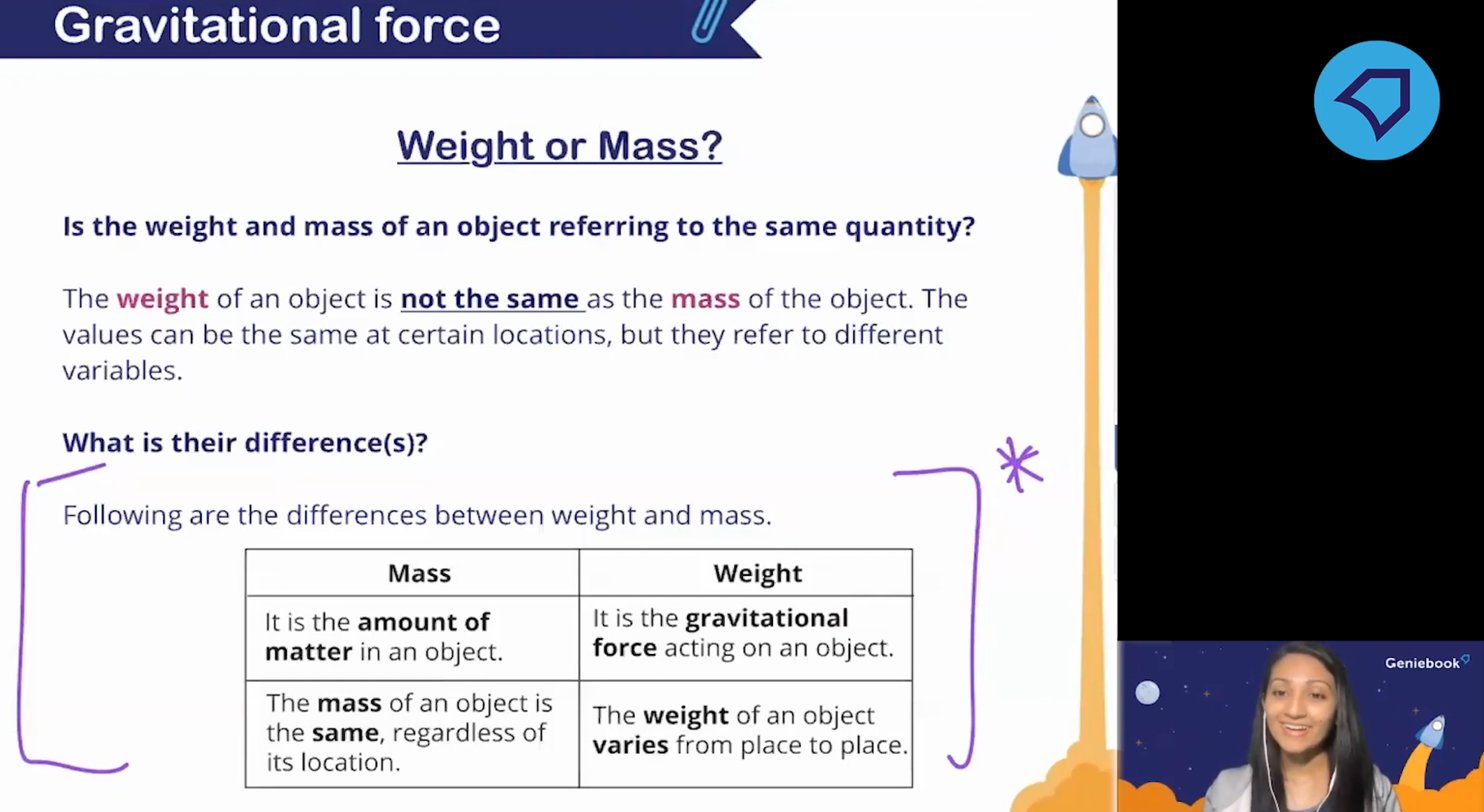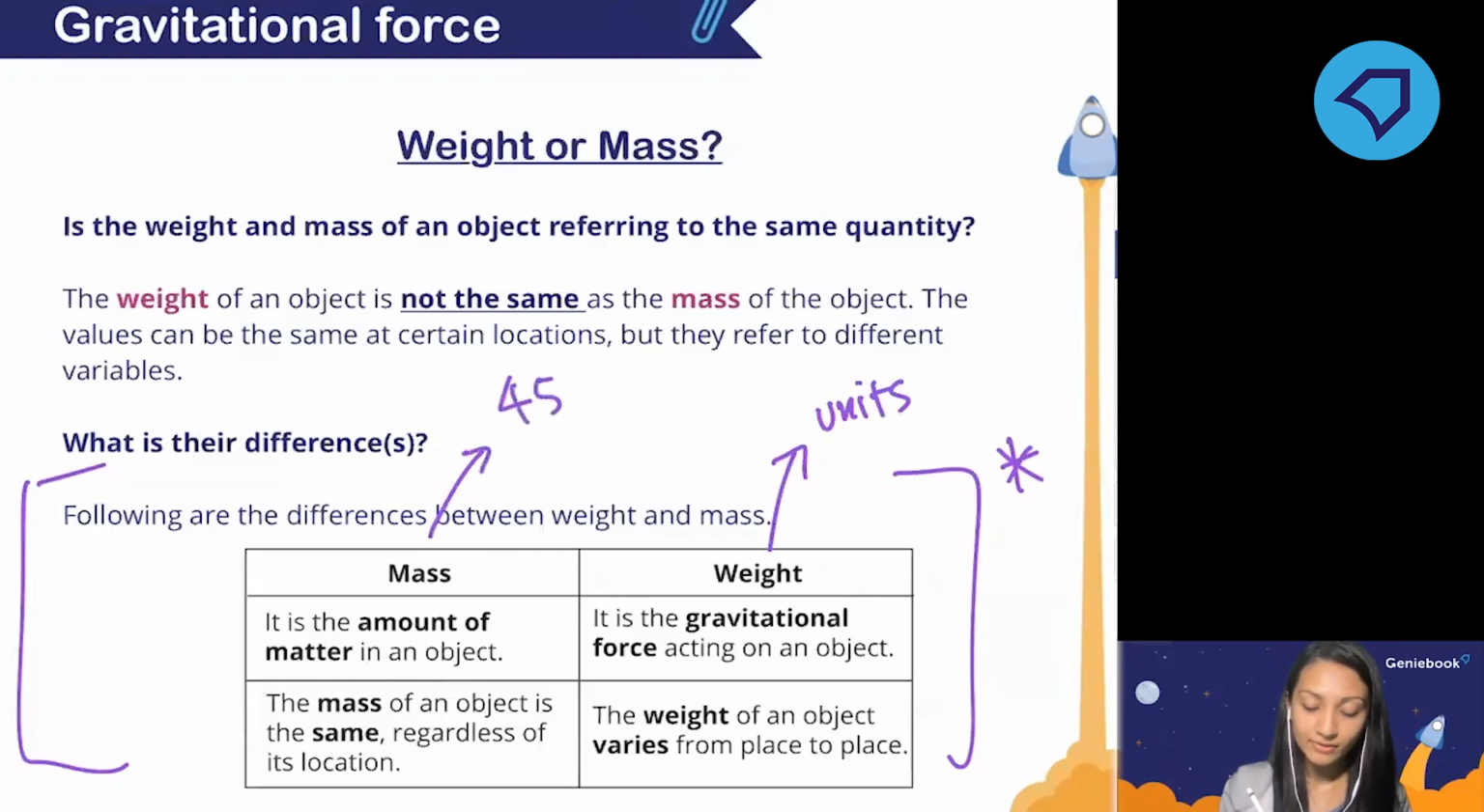Okay, so by weight, we will use Newton. But in PSLE, we will just say units. For example, mass, example 45 kg. Then the weight will be 45 times 10, so 450 units. That is the scientific way of looking at the difference. Do you understand? Who is still not sure?